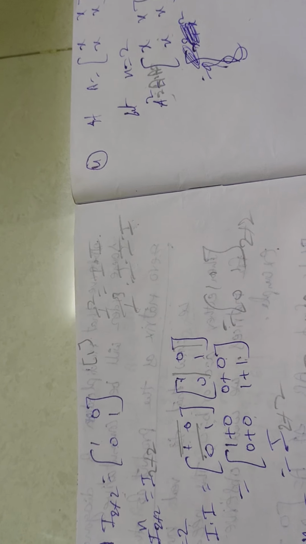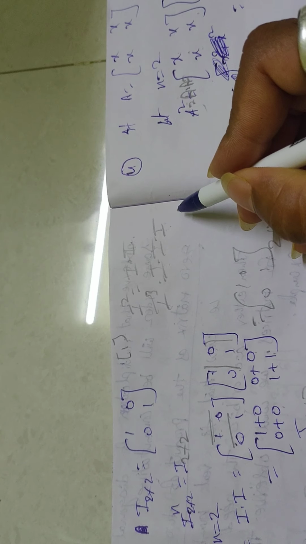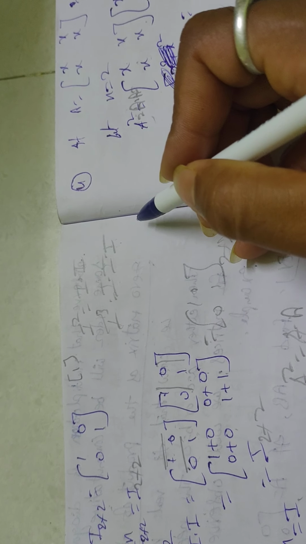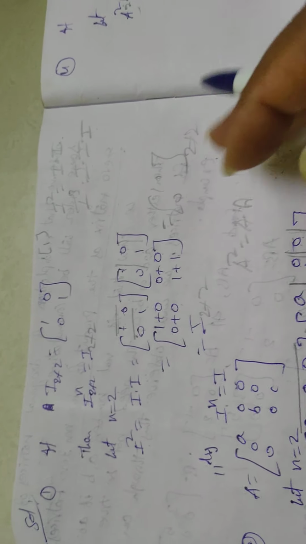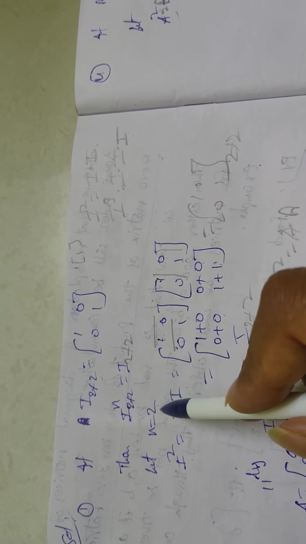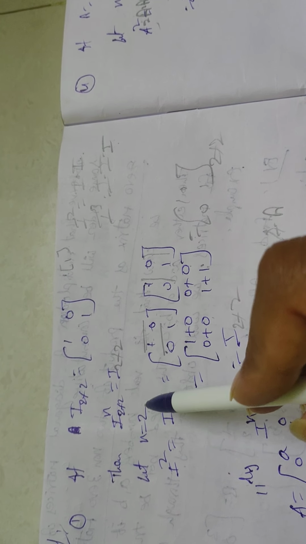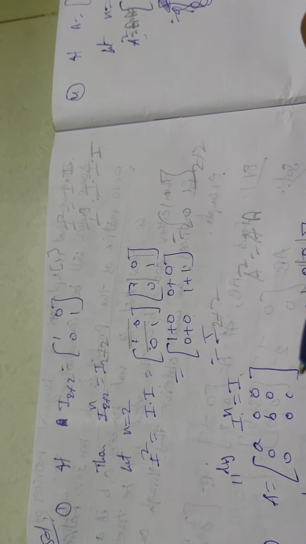Okay, clear? So I power 4 means I into I into I into I, 4 times, that means you can write it as I square into I square also, or I cube into I, or I into I cube, any one you can write. So now let n is equal to 2. Actually I power 1 is I only, very clear, power 1 gives the same matrix. So go with n is equal to 2. For n is equal to 2 we have to prove it, and if you prove n is equal to 3, then similarly we can write for n is equal to n.